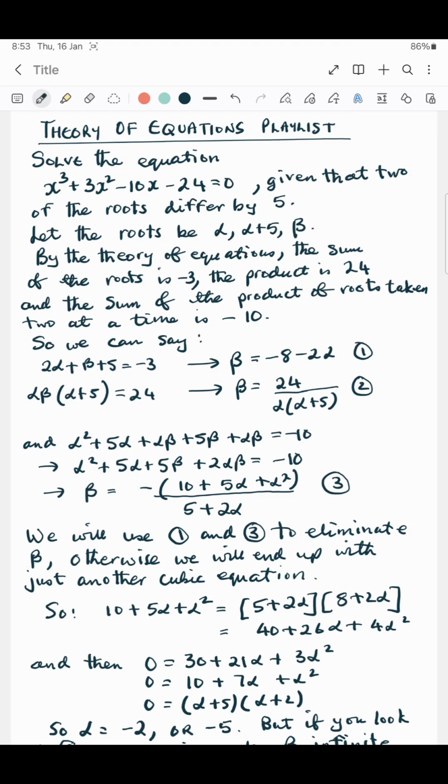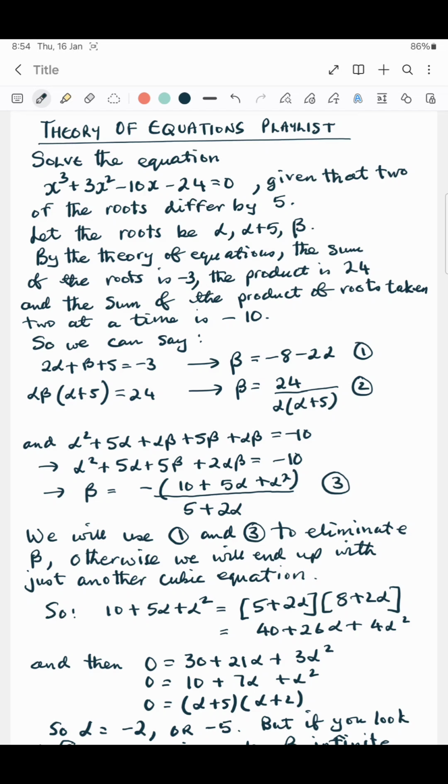Okay. Now, let the roots be alpha, alpha plus 5, and beta. By the theory of equations, the sum of the roots has to equal minus 3, the coefficient of the x squared term. The product is 24, that's the negative of the constant term. And the sum of the product of the roots, taken two at a time, equals minus 10.